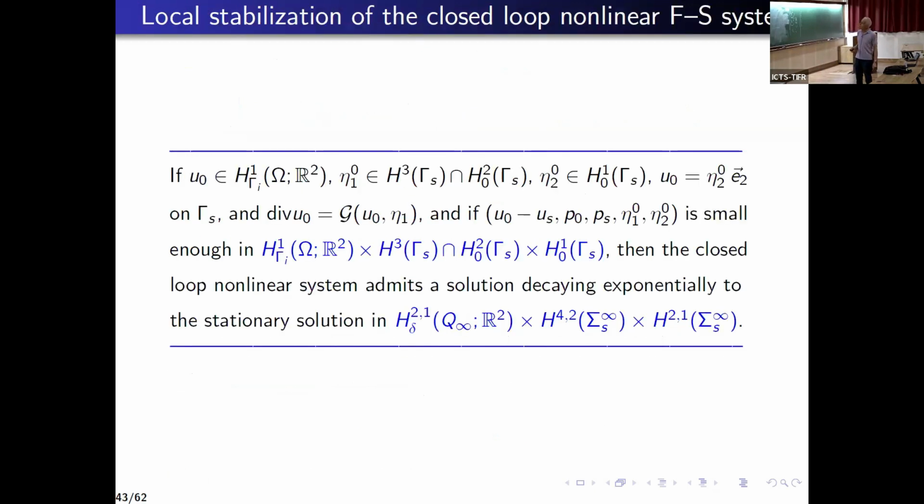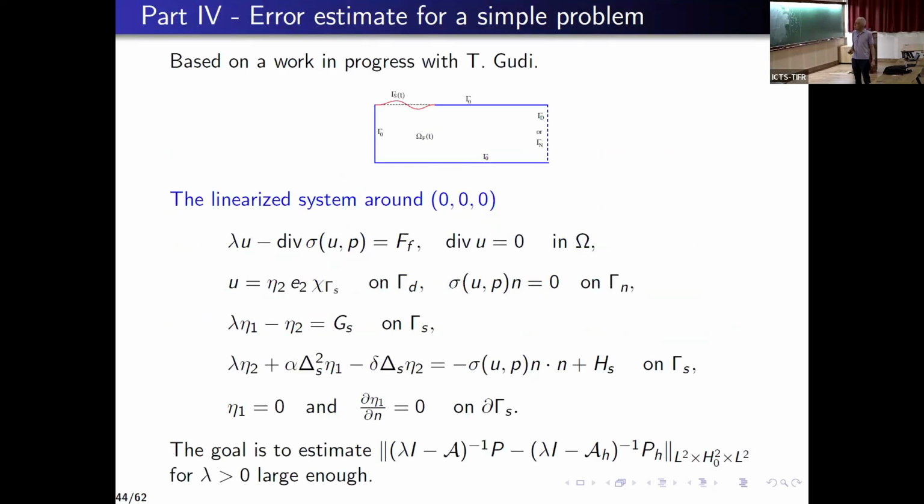Okay, now, thanks to that, we can prove a stabilization result for the closed loop nonlinear system, a local stabilization result. I do not give details about that. So now I have a few minutes. I would like to show you a few things about the numerical approximation, and I would like to end up with showing you some numerical results.